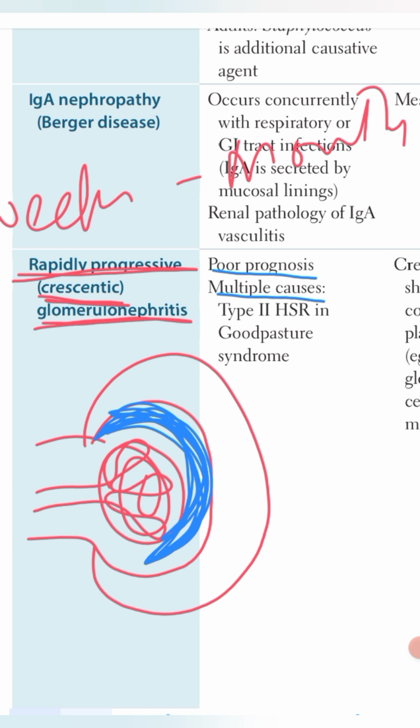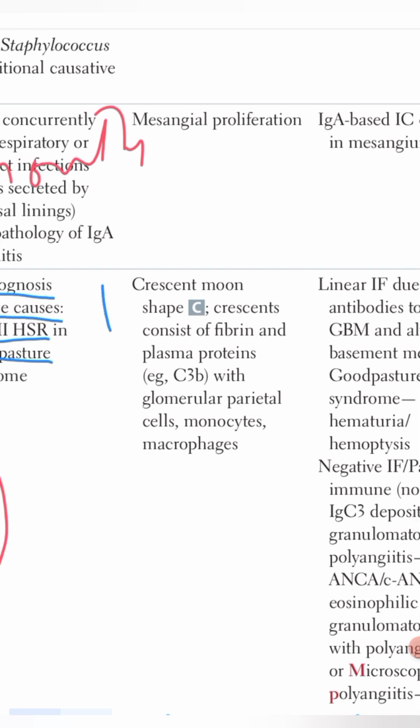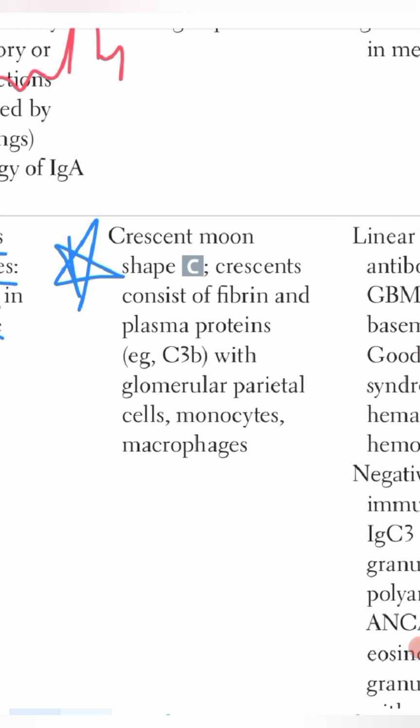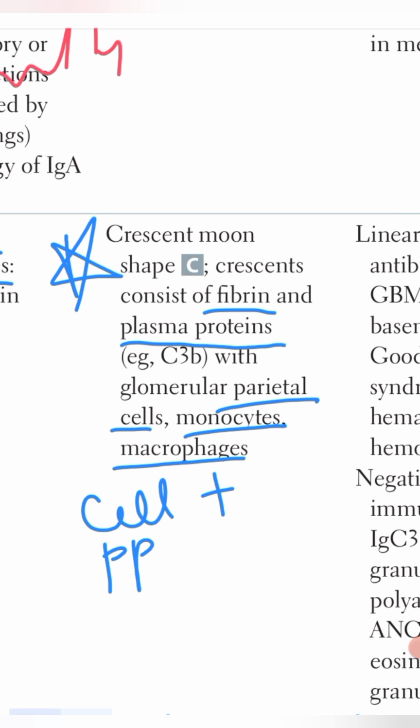And type 2 hypersensitivity reaction is involved in Goodpasture syndrome. If we see how the crescent moon shape is formed, it is important that a crescent consists of fibrin, plasma proteins, for example C3b, with glomerular parietal cells, monocytes, and macrophages. So crescents are formed by cells plus the plasma proteins plus the fibrin.